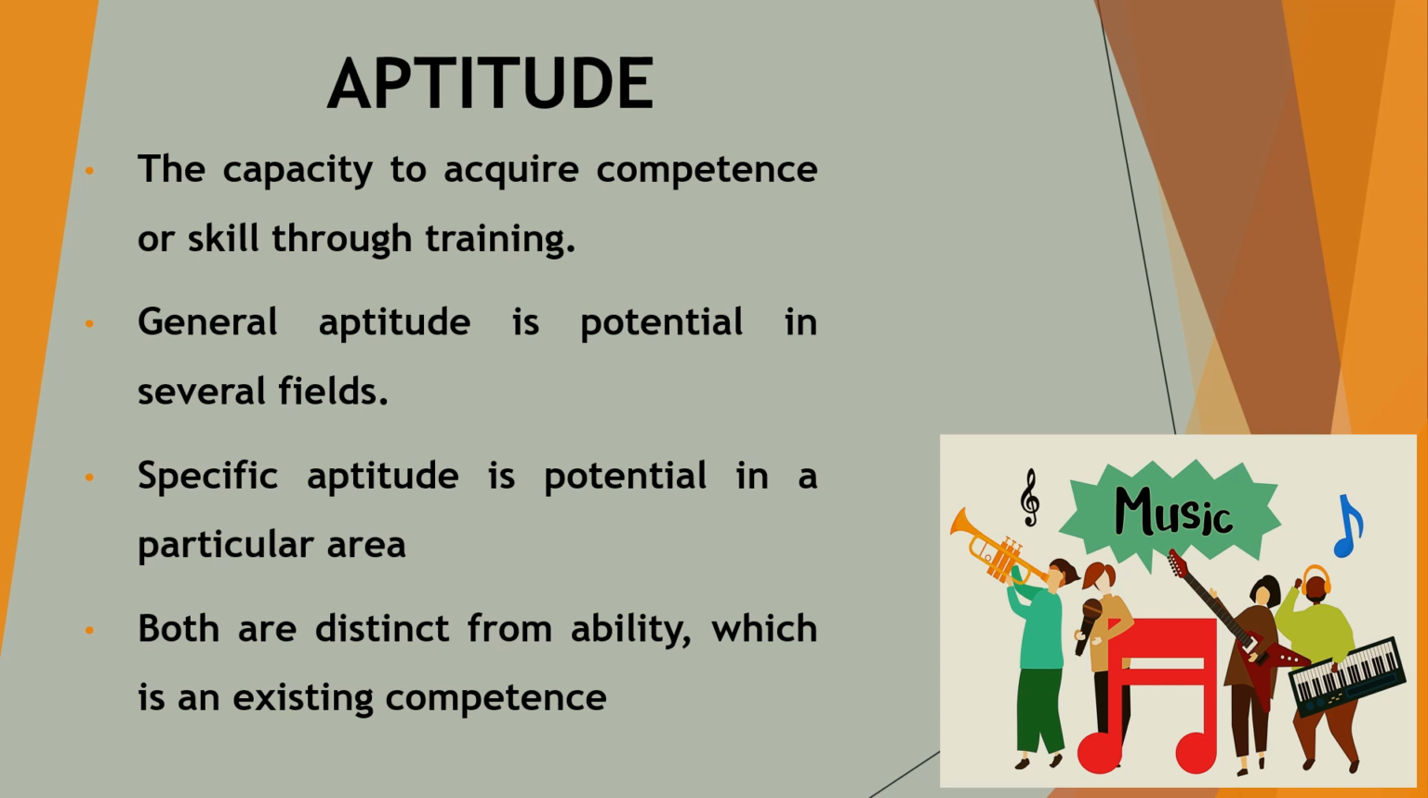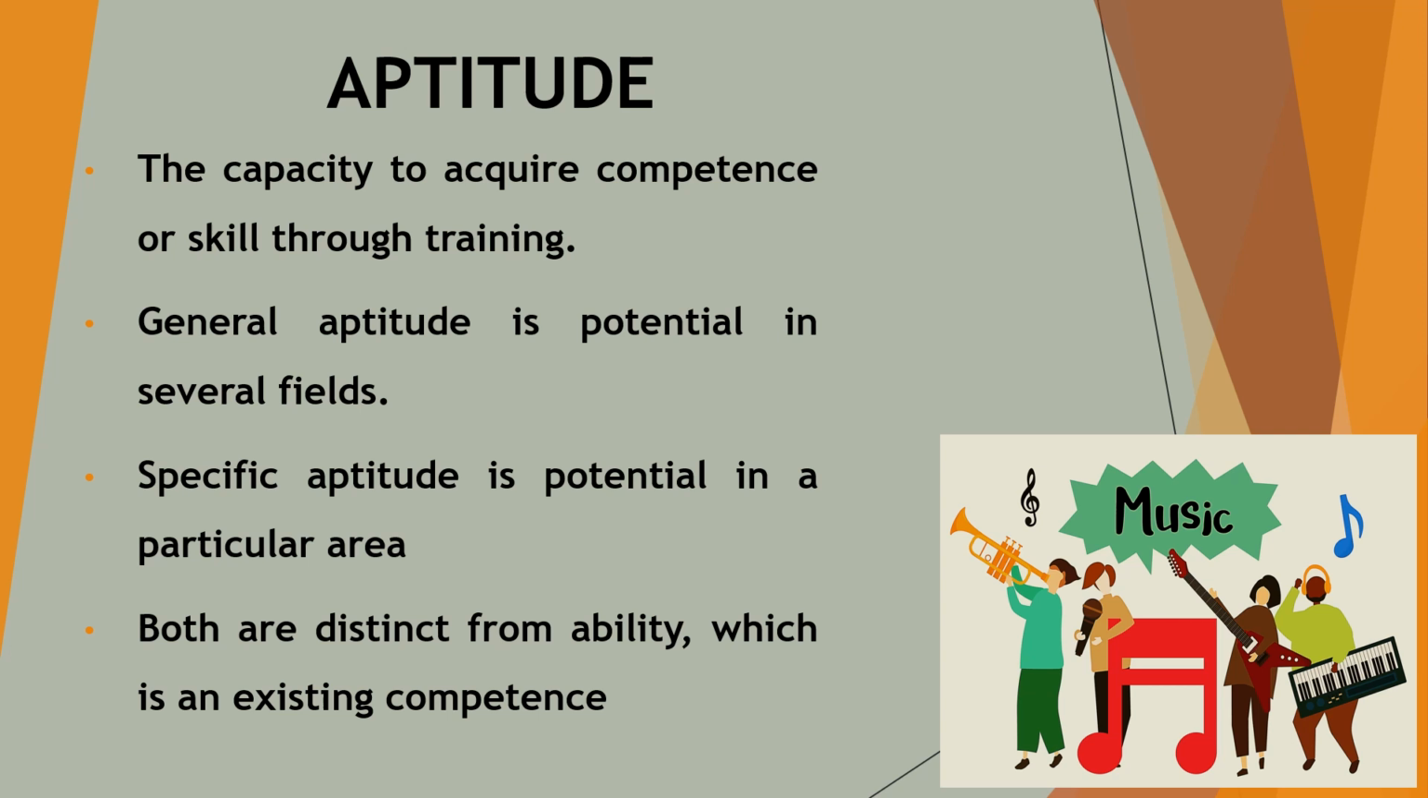An example of general aptitude is an individual's ability to solve math problems or understand complex concepts in a wide range of fields. Then specific aptitude. The specific aptitude refers to an individual's natural ability or talent for a specific skill or activity. It includes abilities like musical aptitude, artistic aptitude, mechanical aptitude, and athletic aptitude.